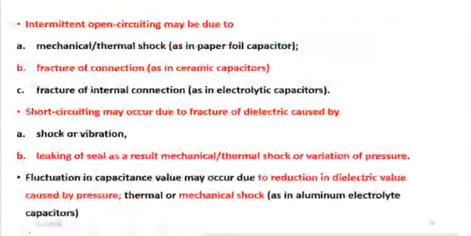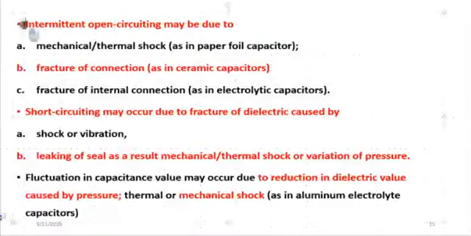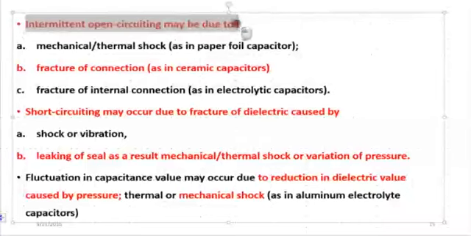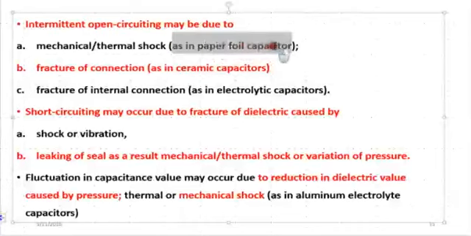What causes all of them? Let us discuss. We start discussing on the intermittent open circuiting of the capacitor. What causes the open circuiting? Mechanical and the thermal shock. That is vibration from the mechanical energy, vibration from heat. They can cause damage of what? Open circuiting. The typical capacitors that are liable to this kind of failure, they are called paper foil capacitor.